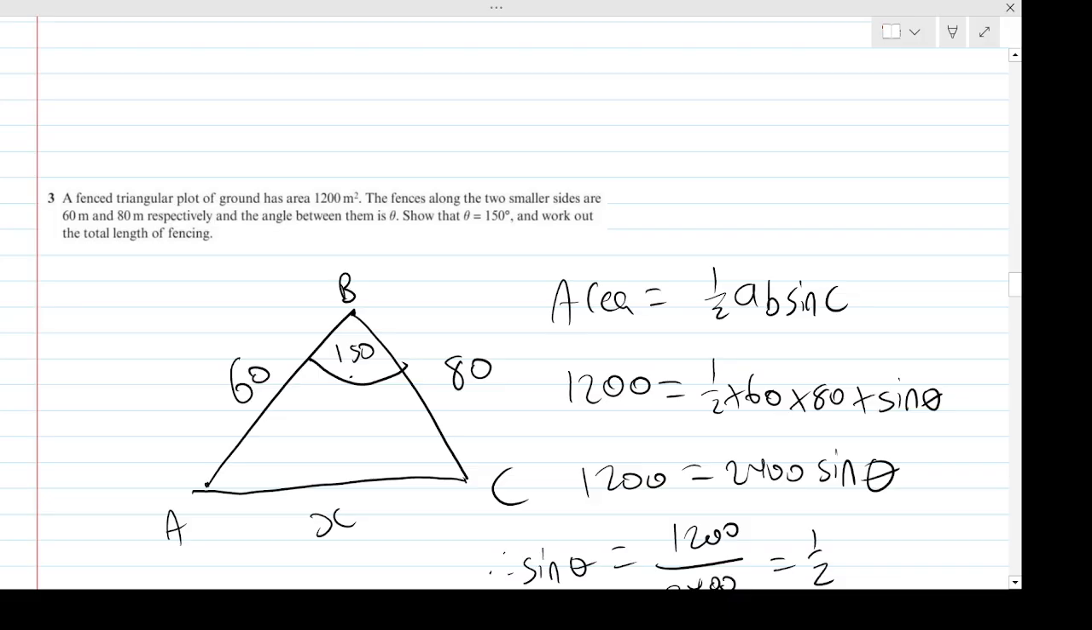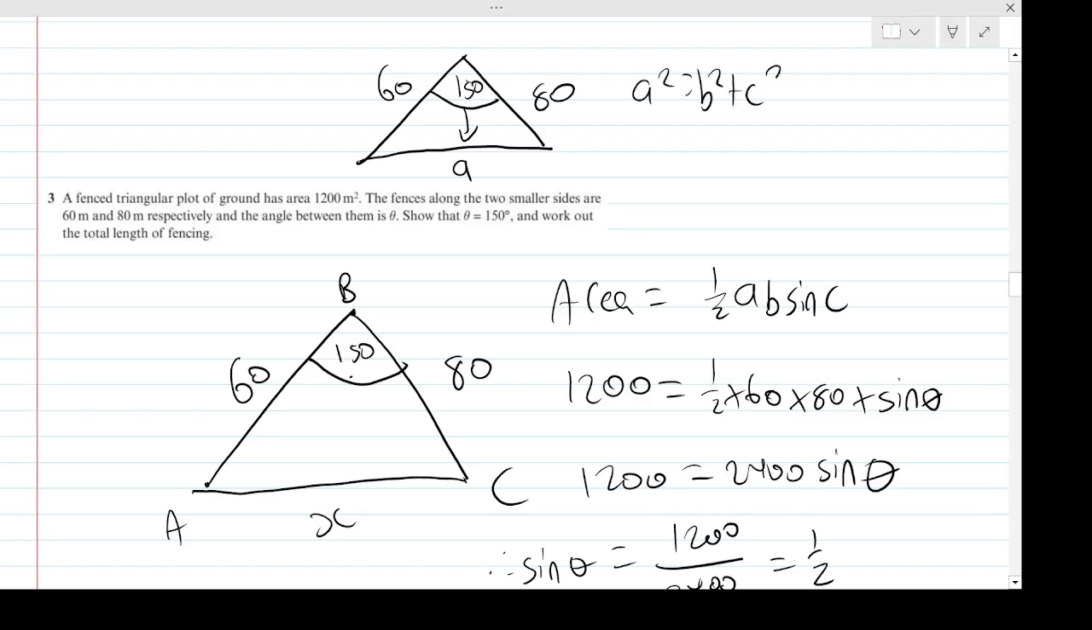Because again, the cosine rule, pretty similar to this half ab sine C. If we have an angle, again, 150, 60 and 80. If we have two sides and the angle between them, we can work out the other side that's facing the angle by the cosine rule, okay? So remember then the cosine rule is going to be a squared is b squared plus c squared minus 2bc cosine of A, where it's the cosine of the angle.